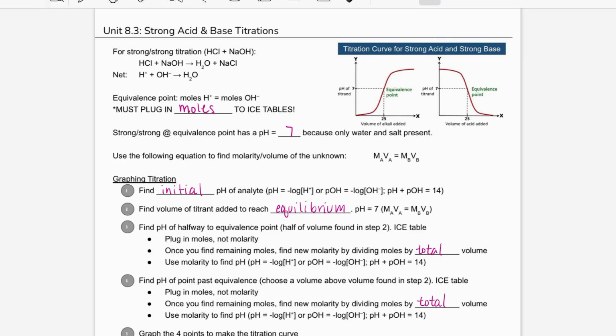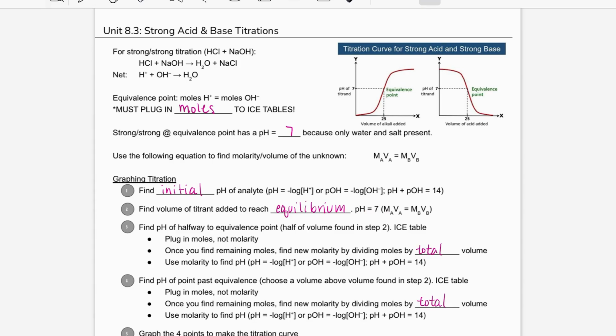So here are the steps for graphing a titration. Step 1, we're going to find the initial pH of the analyte. So whatever we're starting with, we're going to find the pH of it. If it's an acid, we can find the pH by taking the negative log of the hydronium. If we're given a base, we can find the pOH by taking the negative log of the hydroxide and then using 14 minus the pOH to find the pH. For step 2, we're going to find the volume of the titrant added to reach equivalence. That's where we're going to be using MaVa equals MbVb, remembering that the pH is 7.